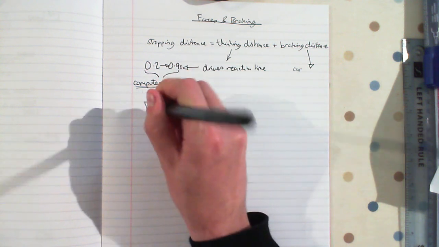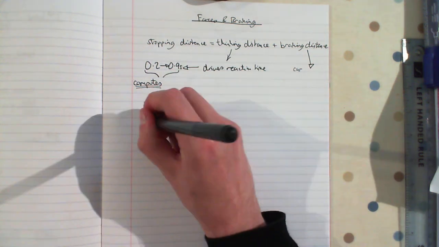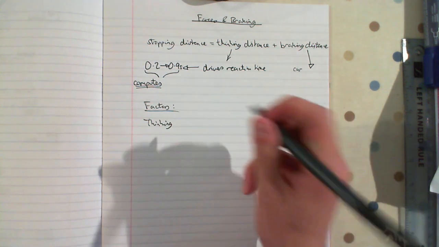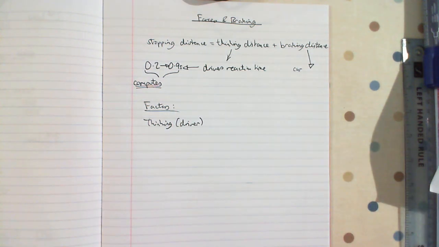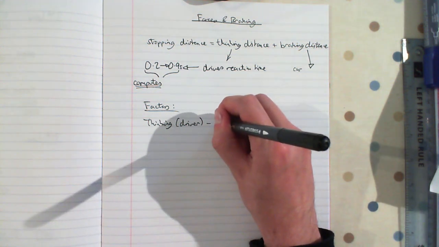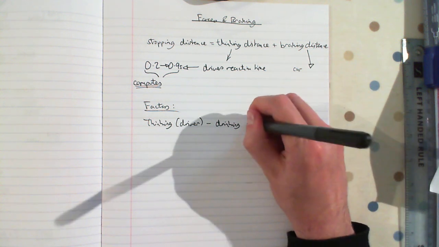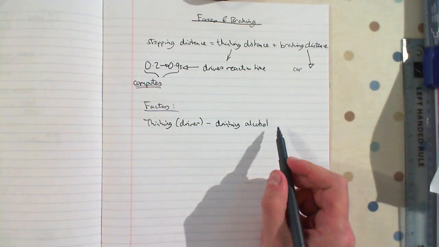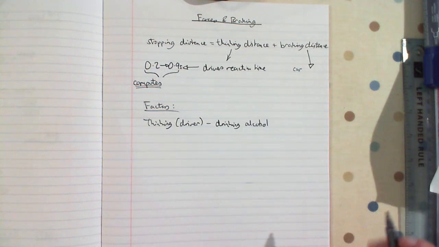And we can quite simply break it down into factors that affect the thinking, the driver, and factors that affect the car, the braking distance. So that's the way I always look at it. If it's affecting the driver, it's affecting the thinking distance. So for example, the driver could be drinking alcohol. What that's going to do is slow down the reaction time, which is going to increase stopping distance.